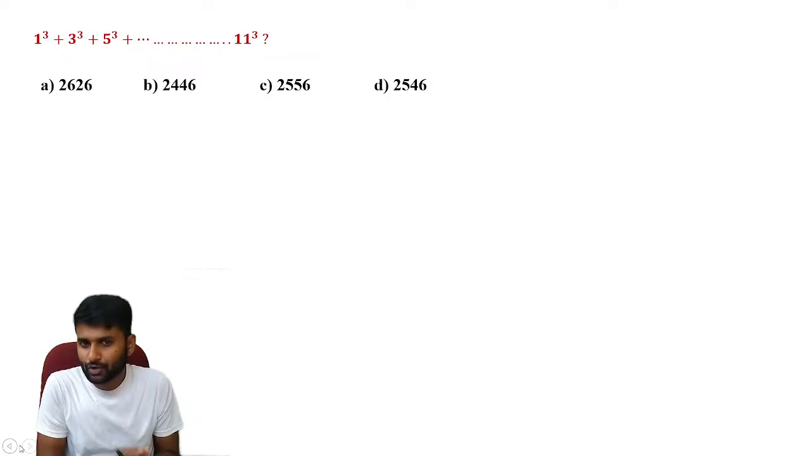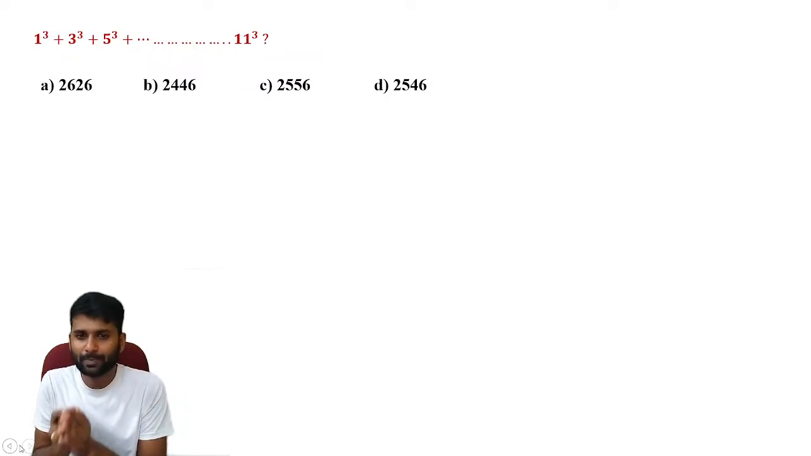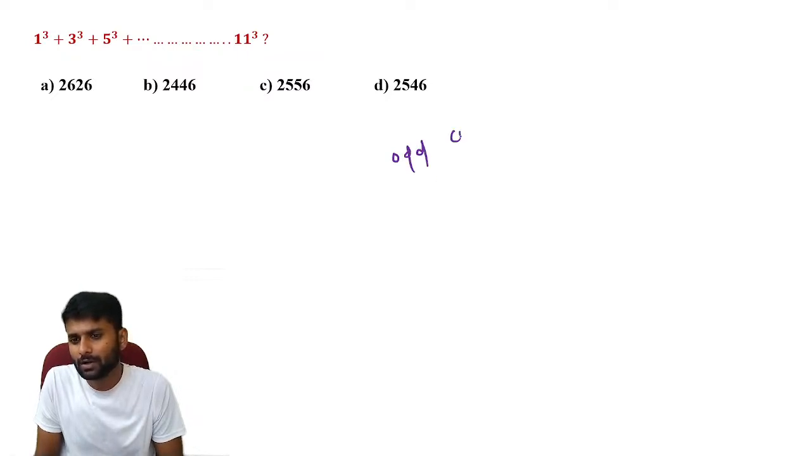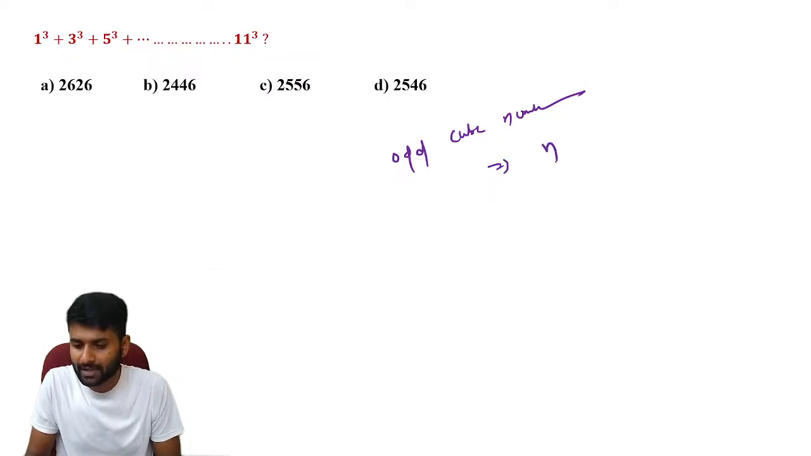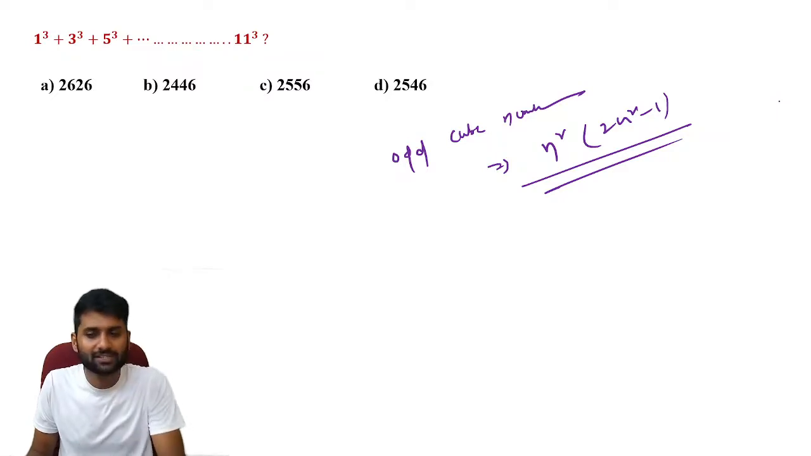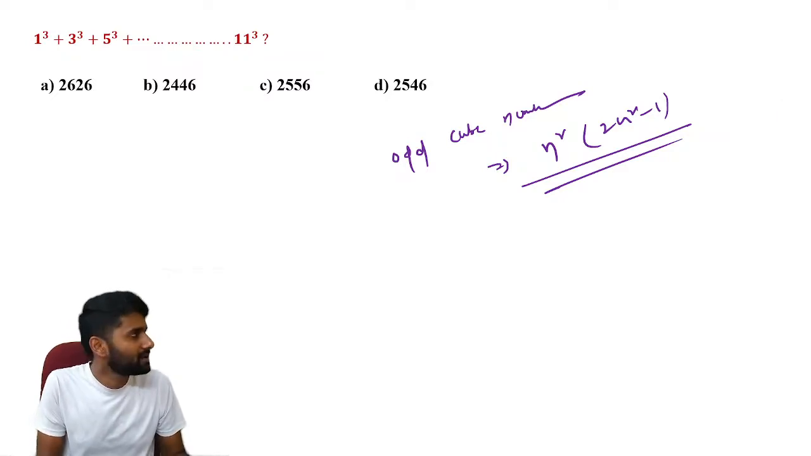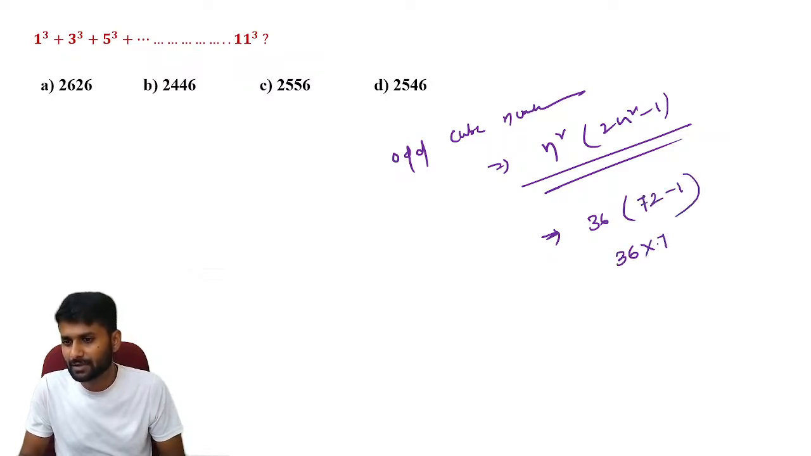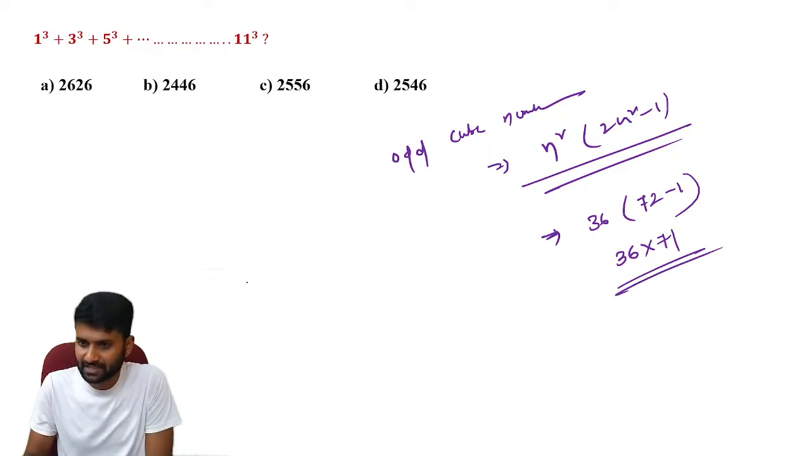Now here is the question: 1 cube plus 3 cube plus 5 cube up to 11 cube. This is all about odd cube numbers. Remember this formula: the sum of odd cubes is n square into 2n square minus 1. It's a formula substitution. n is the number of elements. Here the number of elements is 6. 6 square is 36, so 2 into 36 is 72, minus 1. Finally 36 is multiplied with 71. Then it becomes the result.